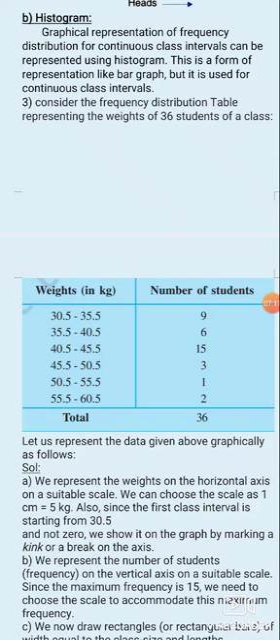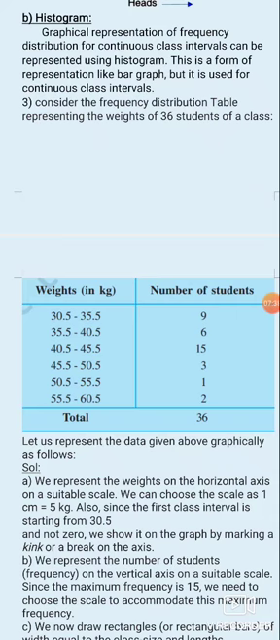Now listen carefully. Here, since the first class interval is starting from 30.5 and not 0, we show it on the graph by marking a kink or a break on the axis. If we start with 0, we can start from 0 onwards. Since it starts with 30.5, we can put a break.